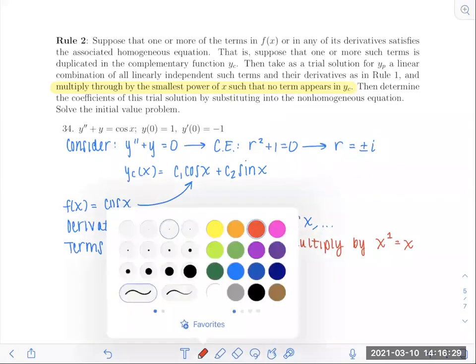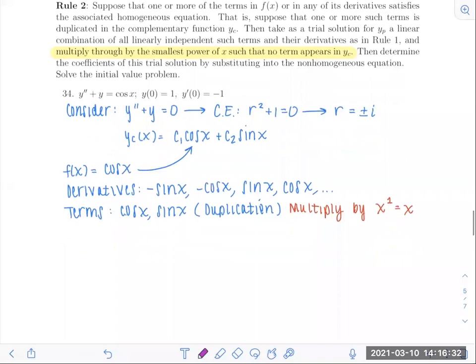So I'm now ready to set up my particular function. That's going to be ax cosine x plus bx sine x. This is my, quote, intelligent guess as to what my particular function may be. Now, it may end up that a or b is equal to 0. We're not sure. What we'd like to do is utilize the original differential equation to solve for a and b.